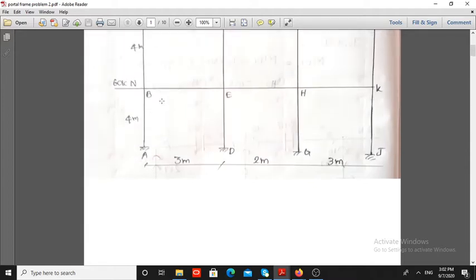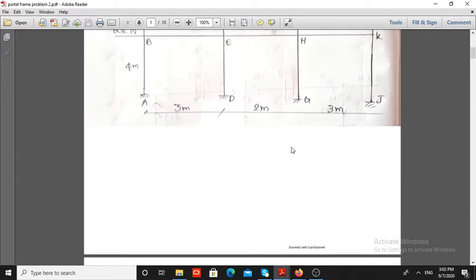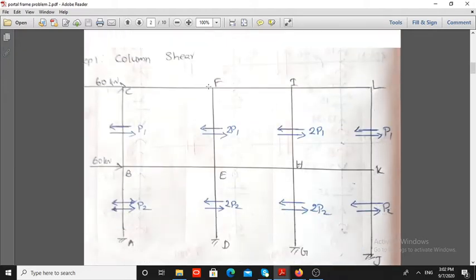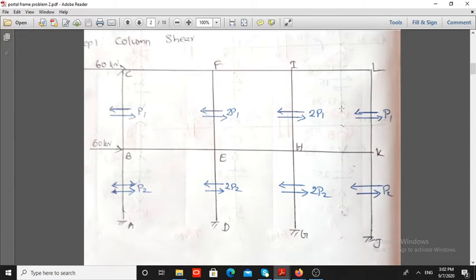So first of all we have to find the column shear. In the portal frame method, it is assumed that the horizontal shear in the interior column is 2 times that of the column shear in the exterior column. Suppose this is P1, then in the interior it is 2P1. Similarly, if this is P2, then in the interior it is 2P2. So first of all find out the P1 and P2 values.